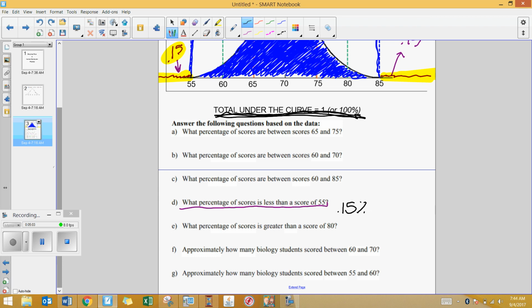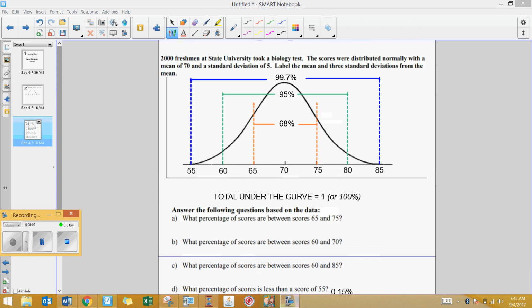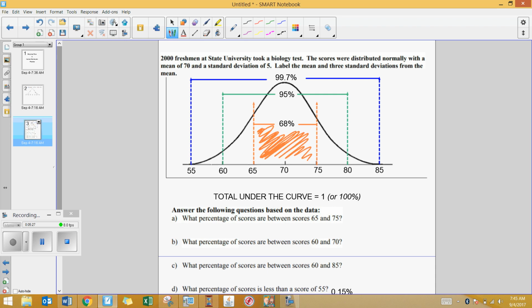All right, so let's keep going. Question A states, what percentage of scores are between 65 and 75? Well, those are those orange cutoff marks on my screen, and these orange cutoff marks represent that middle 68%, one standard deviation to the right, one standard deviation to the left. So the answer to A is just 68%.